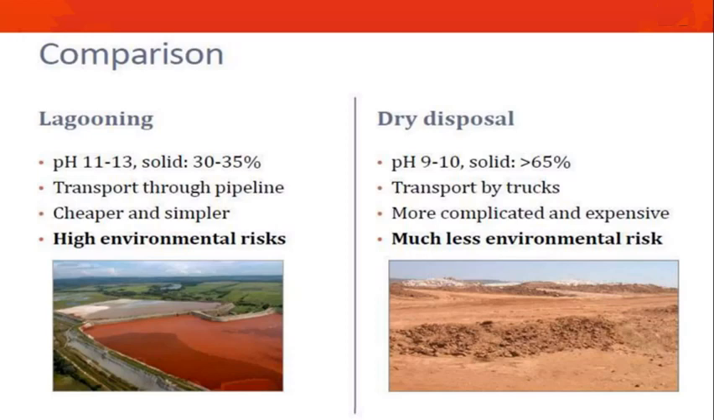Here is the comparison between lagooning and dry disposal. First one, lagooning. Its pH is between 11 to 13 and its solid percentage is between 30 to 35%. It is transported through pipeline. It is cheaper and simpler, but it gives high environmental risks. And in dry disposal, its pH is between 9 to 10 and its solid percentage is greater than 65%. It is transported by trucks. It is more complicated and expensive. It gives much less environmental risk.